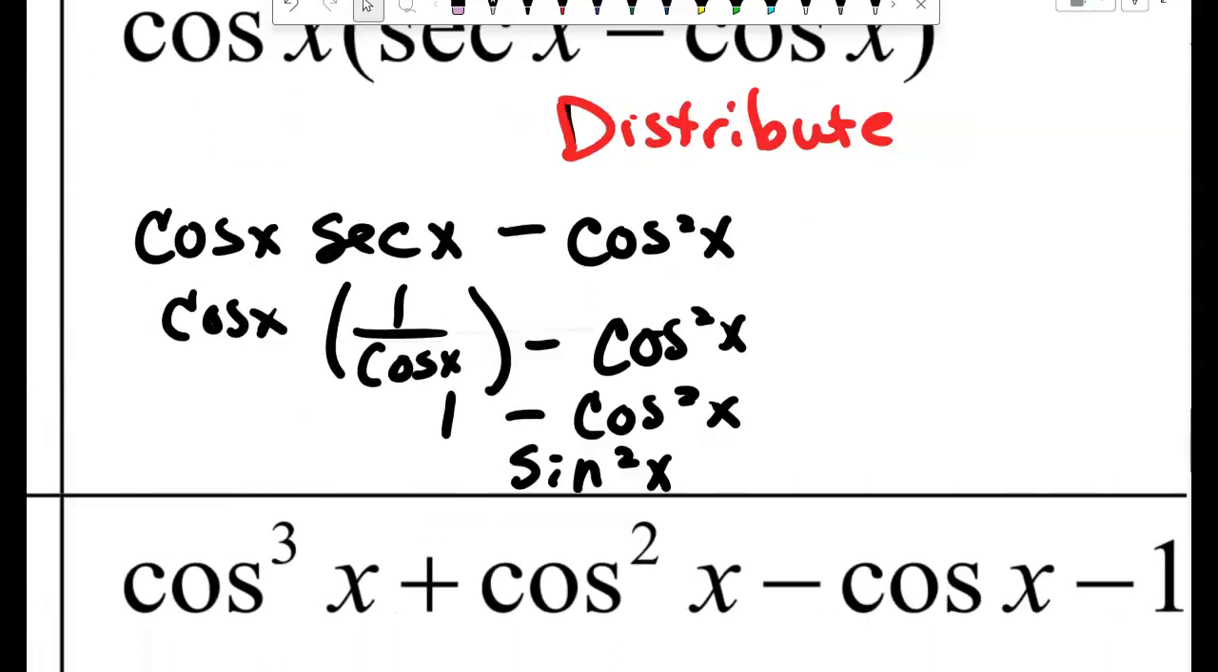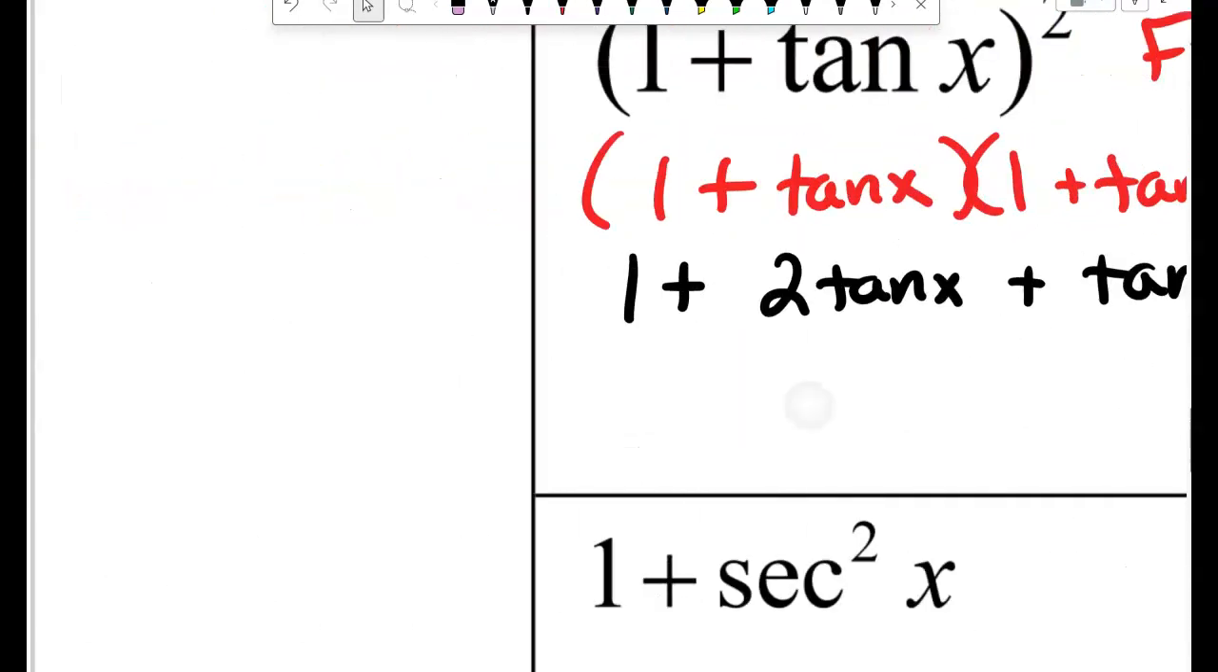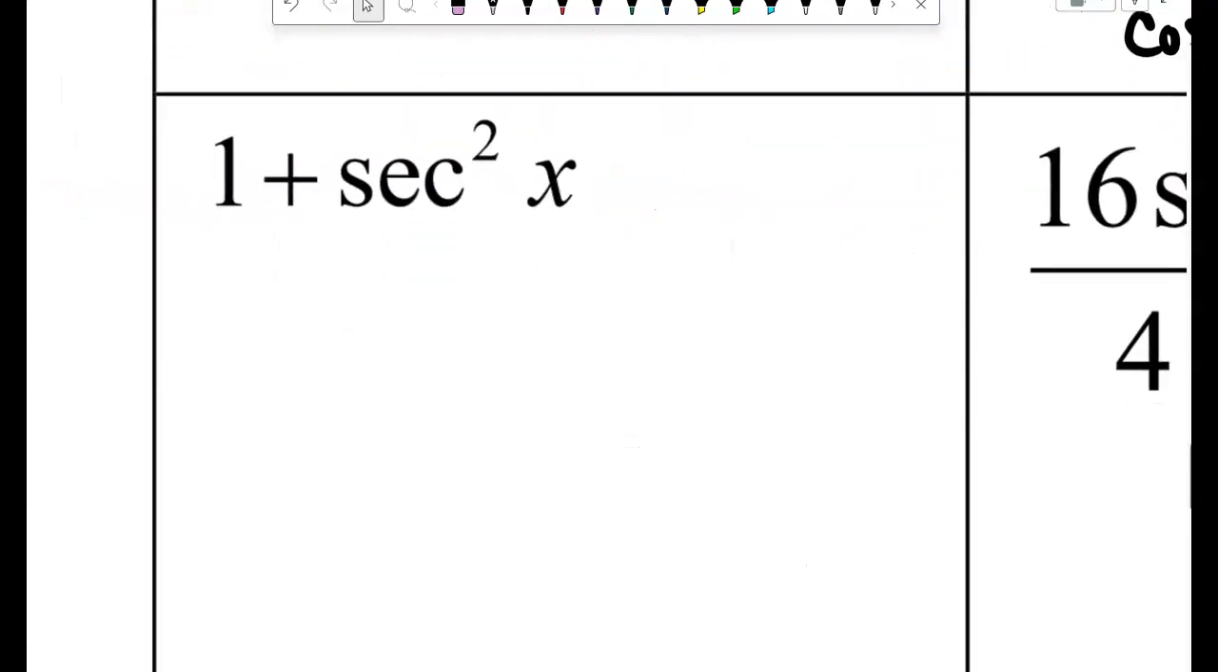Okay, I think that was the end of this column, right? This is what I get for having it enlarged, so I can't see where we're at.